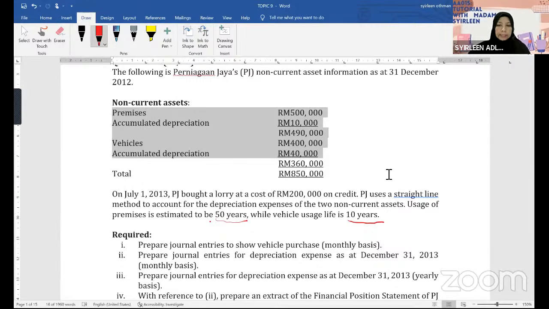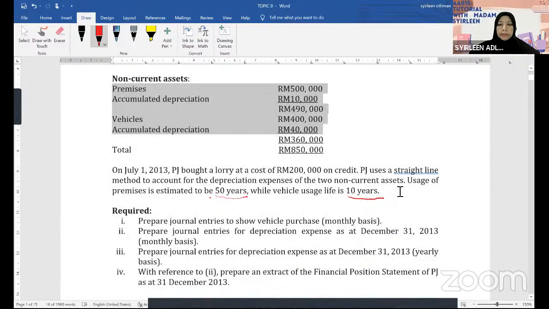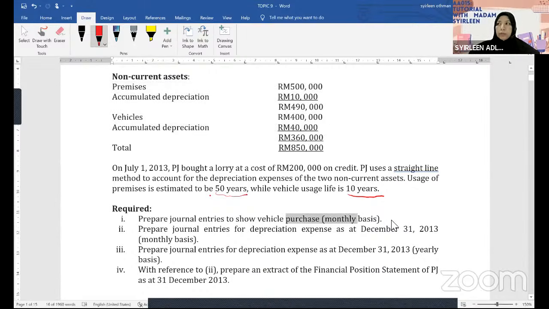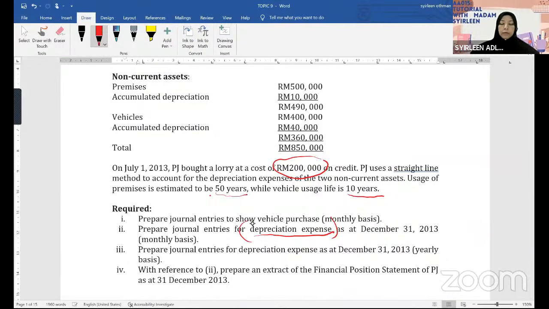Alright, so first kita akan tengok apa basis yang kita guna dalam soalan. So basis yang kita guna dalam soalan sekarang ni ialah monthly basis. Okay, so for this question we are using monthly basis. Okay, so kita are supposed to prepare journal entries to show the vehicle purchase. Okay, that is one. So nanti kita akan catat belian aset untuk 200,000 ni. Okay, yang kedua, kita akan catat journal entries untuk depreciation expense. Okay, so depreciation expense meaning kita akan buat untuk semua non-current asset, which is your premises and also your vehicles. So vehicles ni termasuklah vehicles lama campur dengan vehicles yang baru.